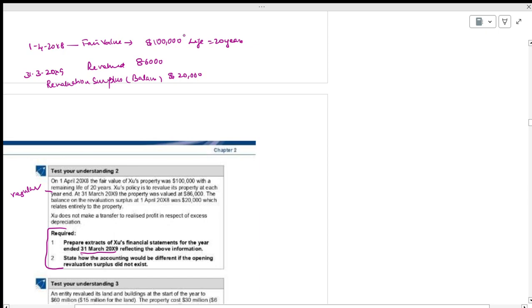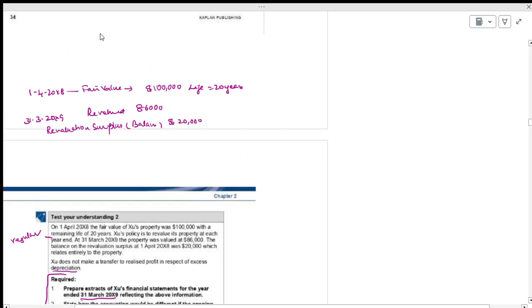X does not make a transfer to realized profit in respect of excess depreciation. For 1 year you have to make depreciation. Is it right? This is the information they gave.